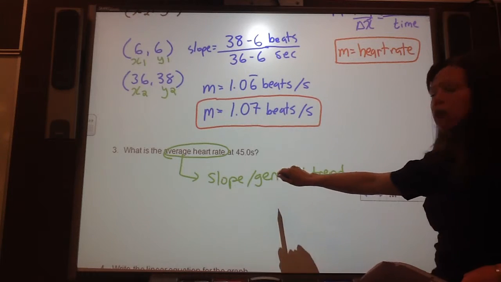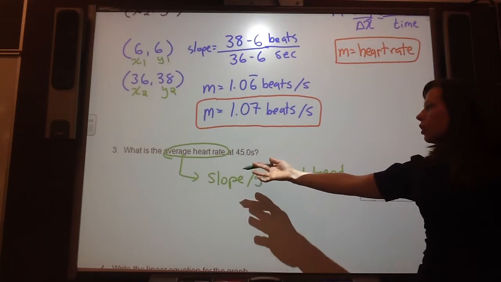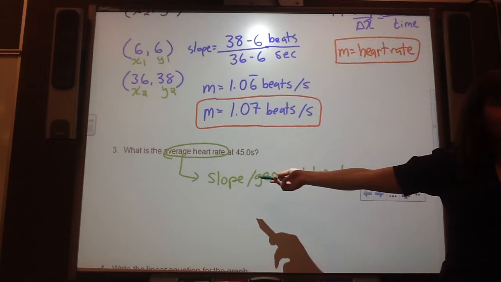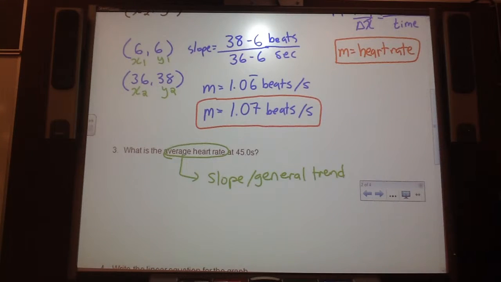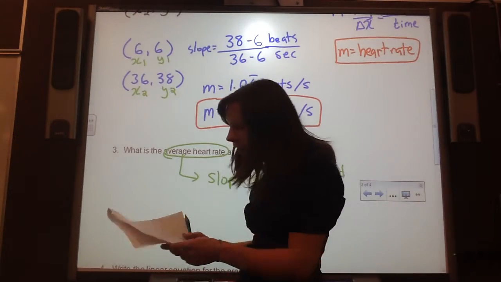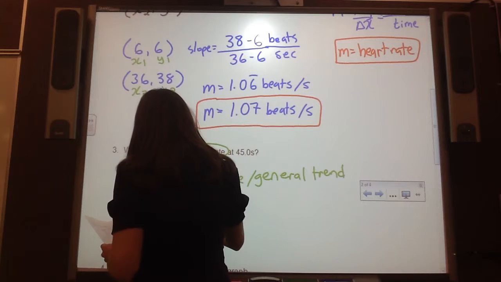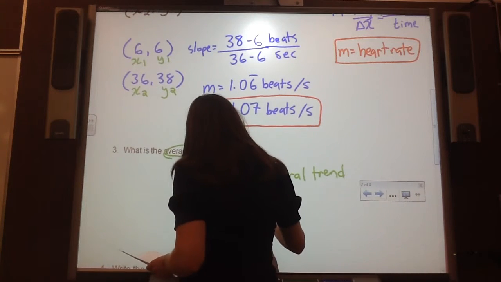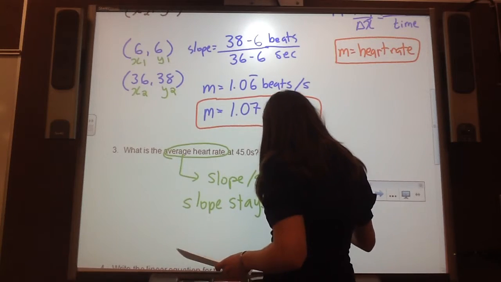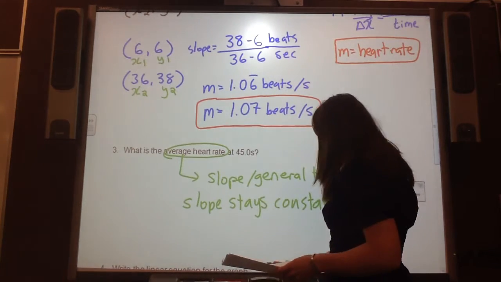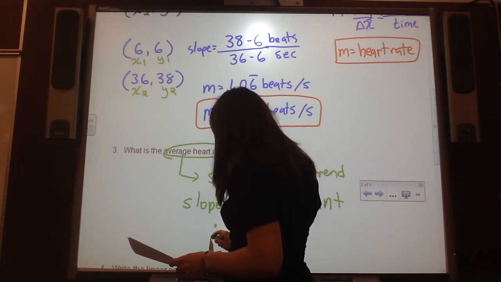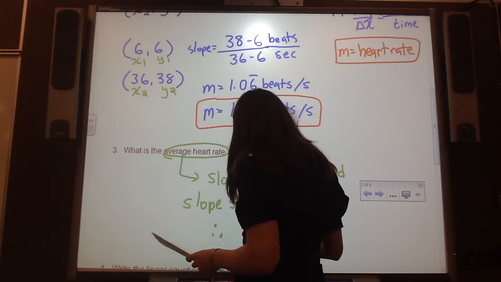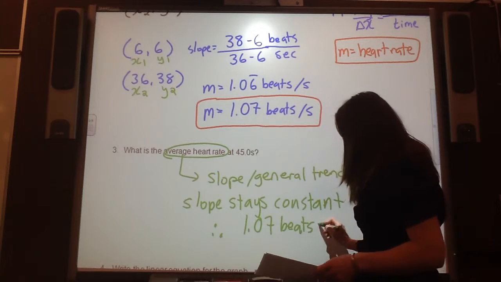Because it's asking what's the average heart rate. And average implies general trend. Okay? So it doesn't matter what time we're at, the average heart rate is the same for every single time. Right? Because that's what slope is. Okay? So our answer has got to be, we know that slope stays constant, because it's a general representation of the whole trend. Therefore, it's 1.07 beats per second.